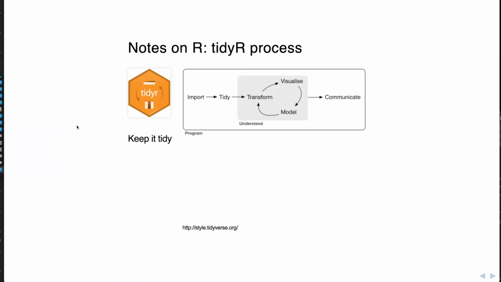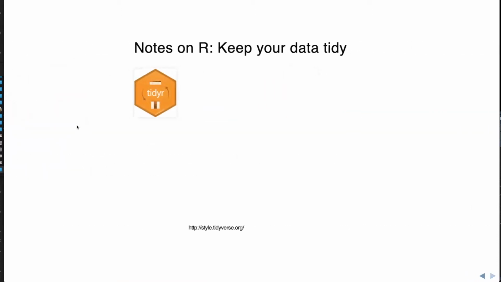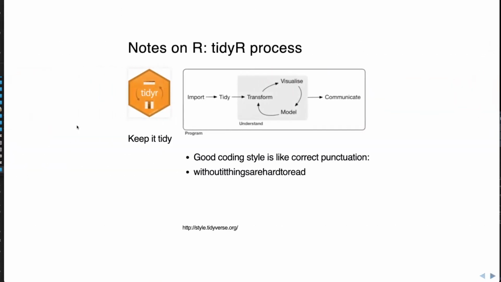About processes, it's also listed there, but essentially we want to try to understand what it is that we're working on and to make sure that that's in the right shape before we start trying to communicate about it. Good coding style is like correct punctuation. Without it, things are hard to read. So we'll make sure we write clearly and we make lots and lots of notes. I like to make a lot of notes in my code.